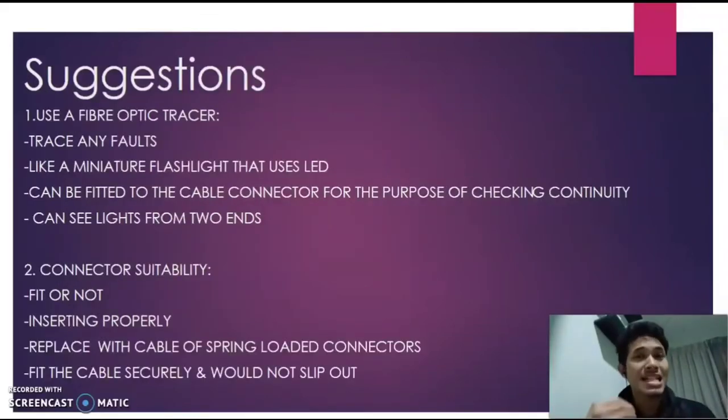Okay, now after the disadvantages, these are a few suggestions to overcome or solve the problems. Okay, the first one is to use a fiber optic tracer. Fiber damage can be solved by using this, which is a tracer that can be utilized to trace any faults within the cable. Its operating principle is just like a miniature flashlight that uses an LED and can be fitted to the cable connector for the purpose of checking continuity. If the fibers are all complete and not damaged, you can see the light from the two ends of the cable.